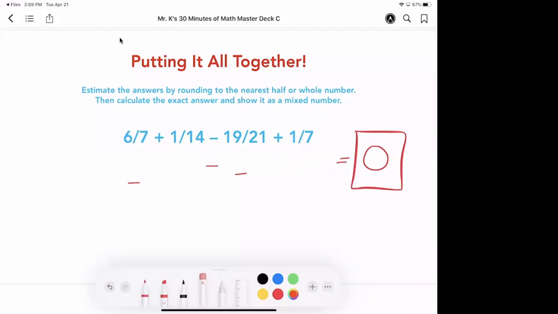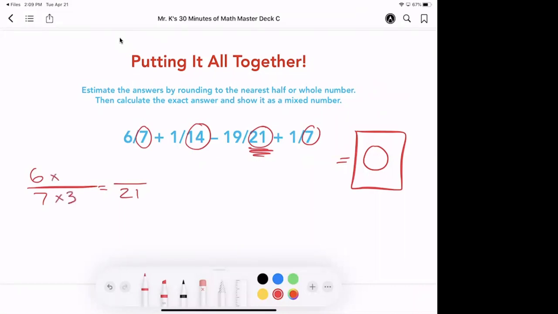Now let's do our exact work. We have 7ths, 14ths, 21sts, and 7ths. So let's decompose everything into 21sts. All right, 6/7 is how many 21sts? Well, we can decompose the 7ths by multiplying by 3. So we're going to multiply our numerator by 3. So 18/21, that's that one. Then 1/14.